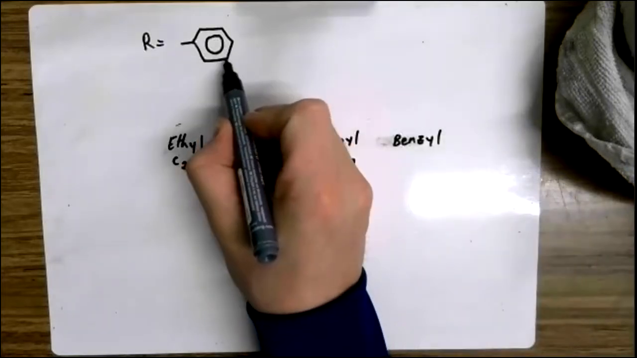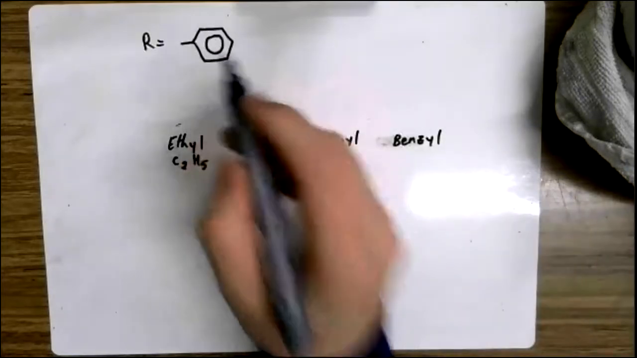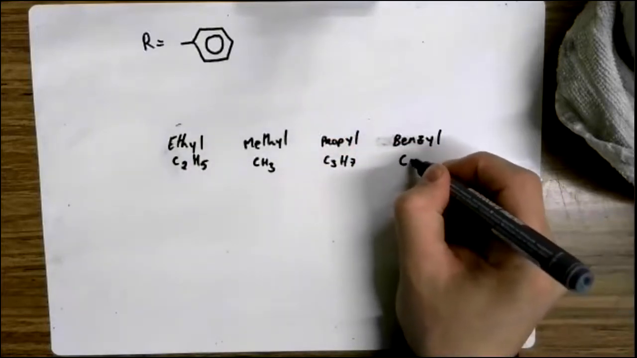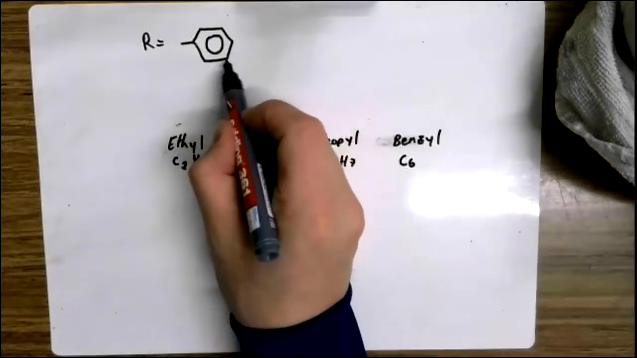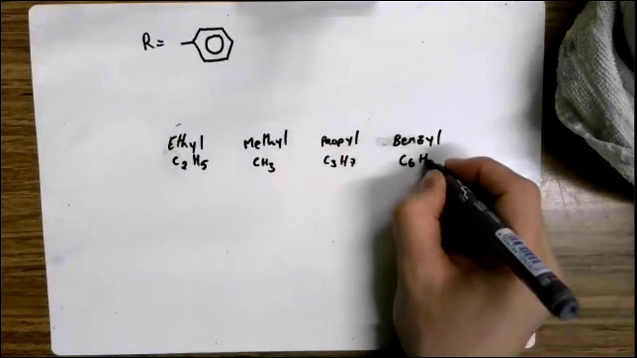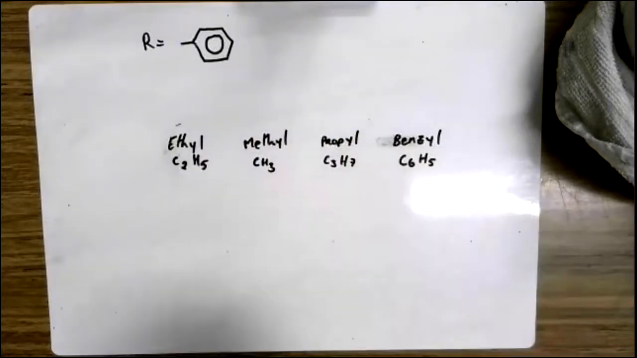Okay, and that is going to have the molecular formula. We've got 6. Remember, each point is a carbon. So we're going to have C6, and each one has 1 hydrogen. C6H5. It's going to be a benzyl group.